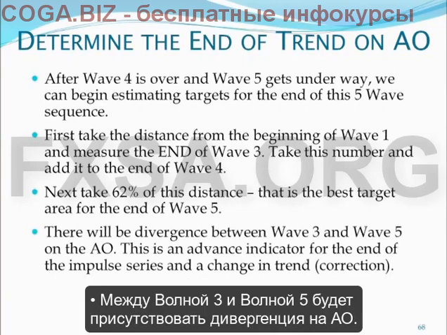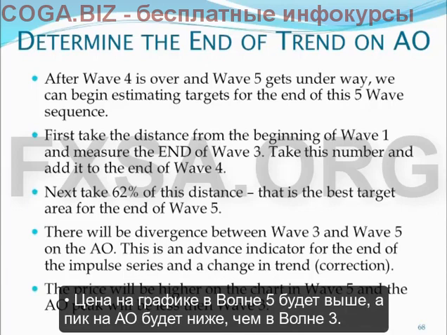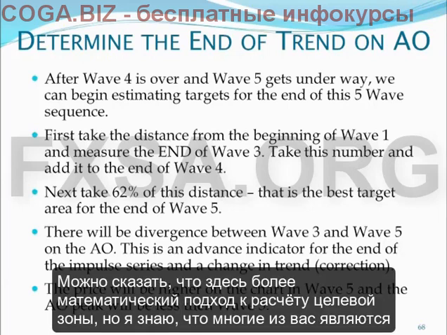There will be divergence between wave 3 and wave 5 on the AO. This is an advance indicator for the end of an impulse series and a change of trend, or a correction. The price will be higher on the chart in wave 5 and the AO peak will be less than in wave 3. Again, this is more of a mathematical approach to it, but I know a lot of you out there are mathematicians, so enjoy that side of it.